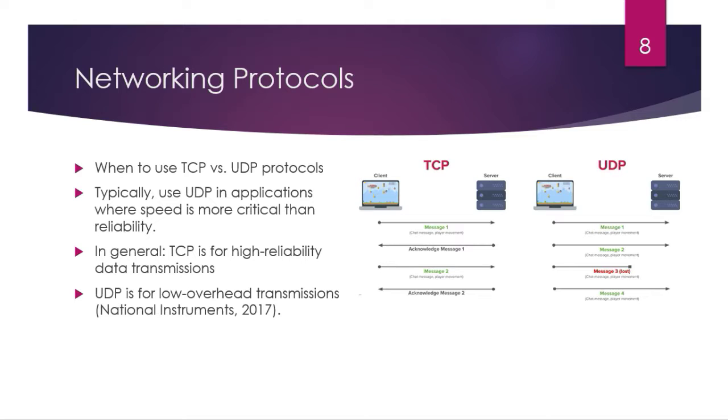When to use TCP versus UDP protocols. Typically, use UDP in applications where speed is more critical than reliability. In general, TCP is for high reliability data transmissions. UDP is for low overhead transmissions.